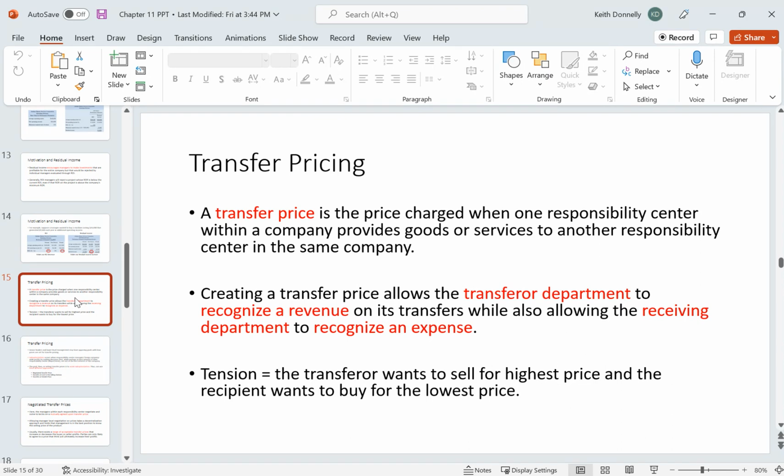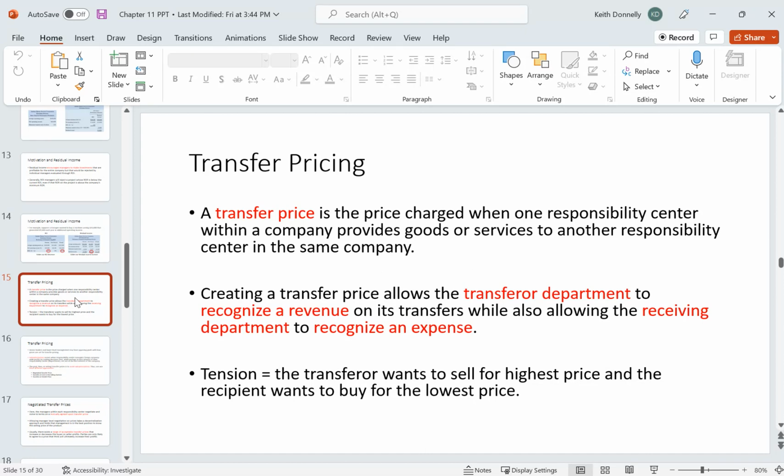Next item here, transfer prices. Right, so a transfer price is the price charged when one responsibility center within a company provides goods or services to another responsibility center in the same company. And creating a transfer price is going to allow the transferor department to recognize revenue on the transfer, while also the receiving department to recognize an expense.